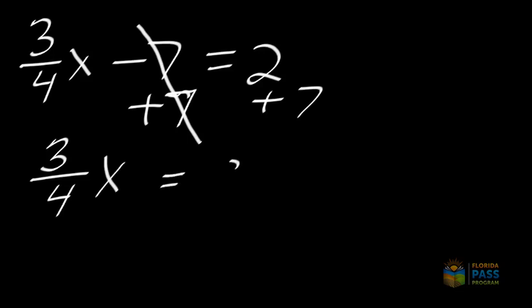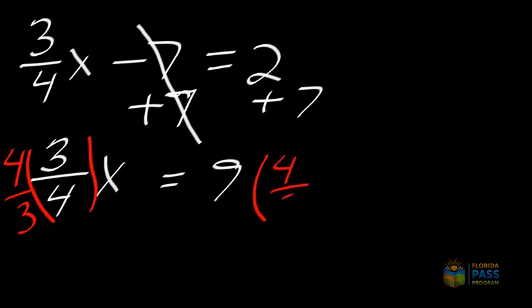Got that fraction there. Got to get rid of that fraction. And the way you get rid of a fraction is by multiplying by the reciprocal. The reciprocal, instead of 3 over 4, I have to flip it and multiply by 4 over 3. So I multiply both sides by 4 over 3. Here's why. 4 times 3 is 12. 3 times 4 is 12. So this becomes 1x, because you don't have to write the 1.